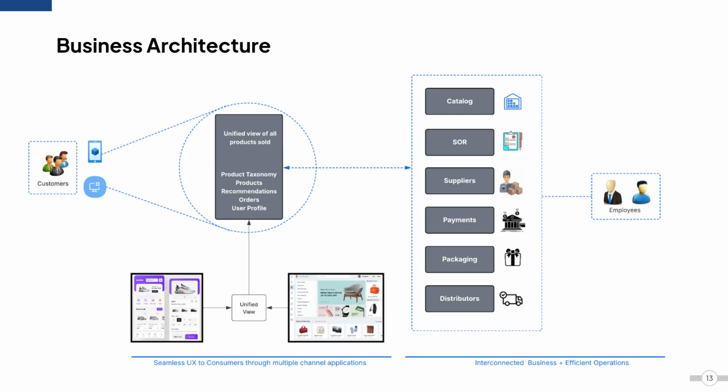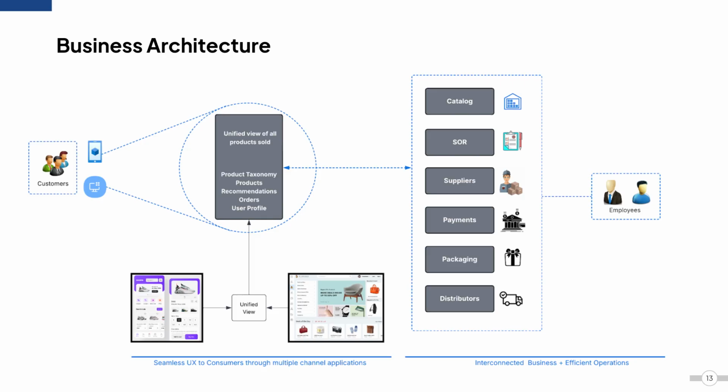How you provide your customers that digital experience may be through a mobile application or a web application, and both of those need to give a unified view so that consumers feel like they are accessing the same environment. That seamless user experience to consumers through multiple channel applications is a business focus. And then behind the scenes, how you fetch this data, and who the stakeholders and other people involved are, also matters. And that's where interconnected business and efficient operations come into play.